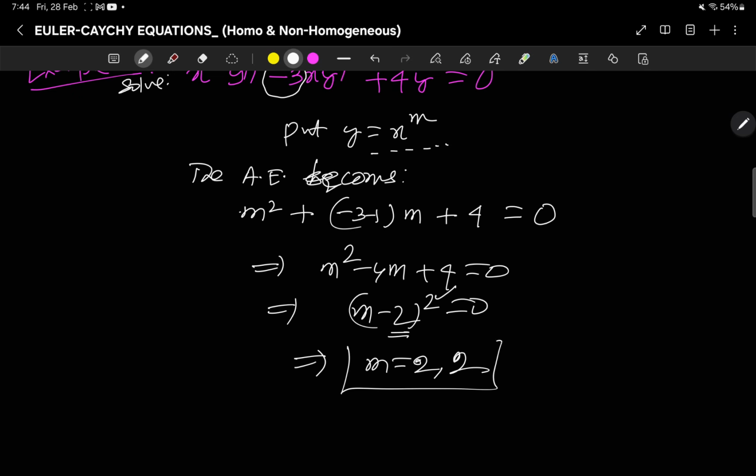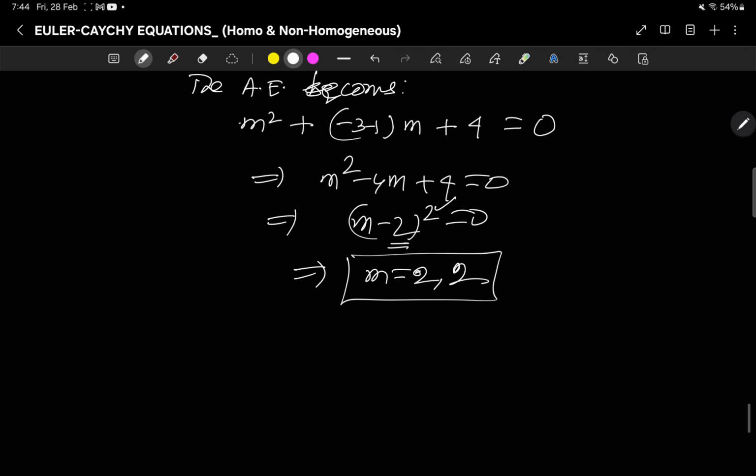So this is a case of real and repeated roots. Therefore y homogeneous is c1 plus c2 ln x, times x square. So this is your answer.